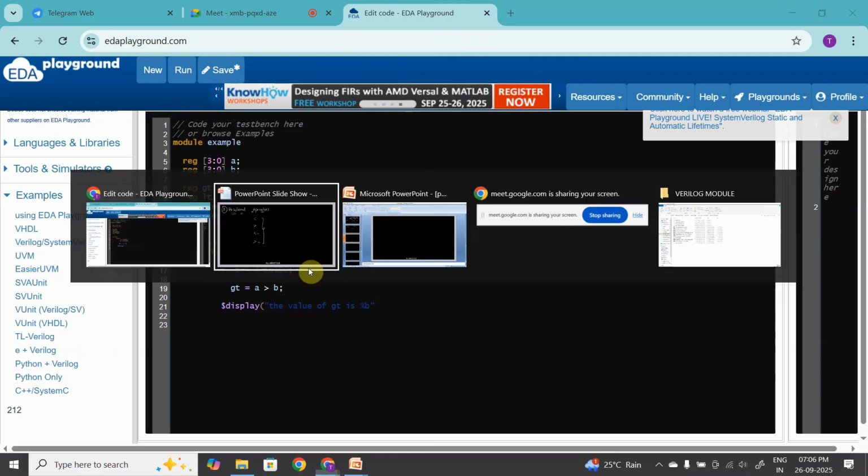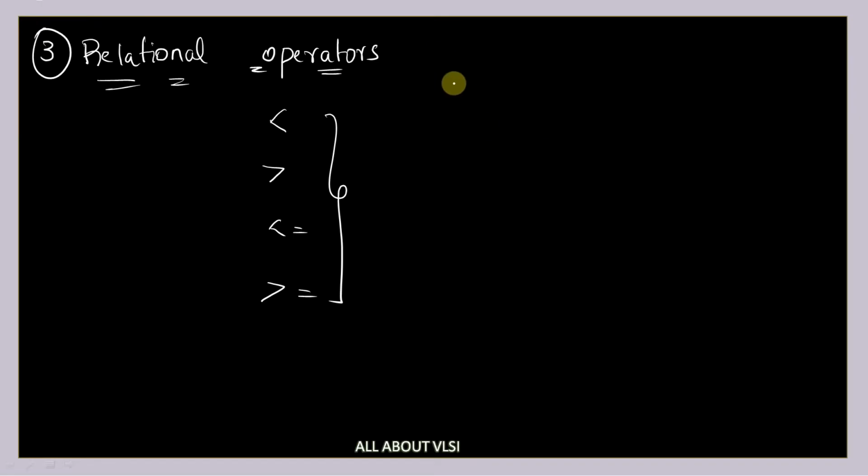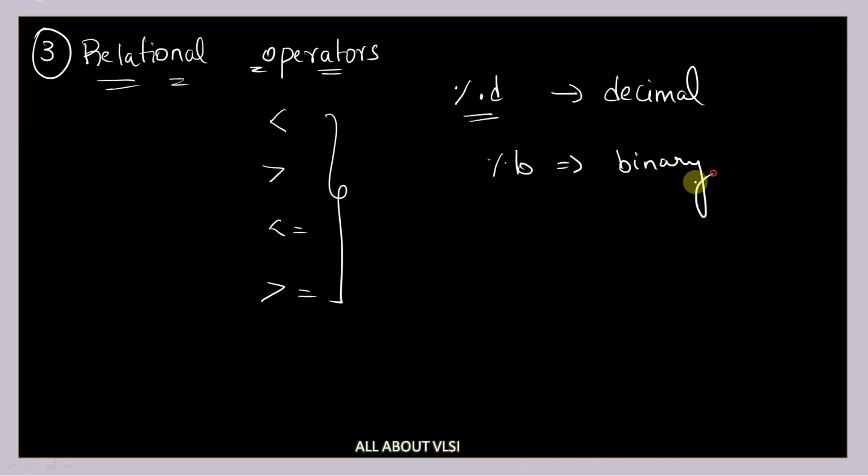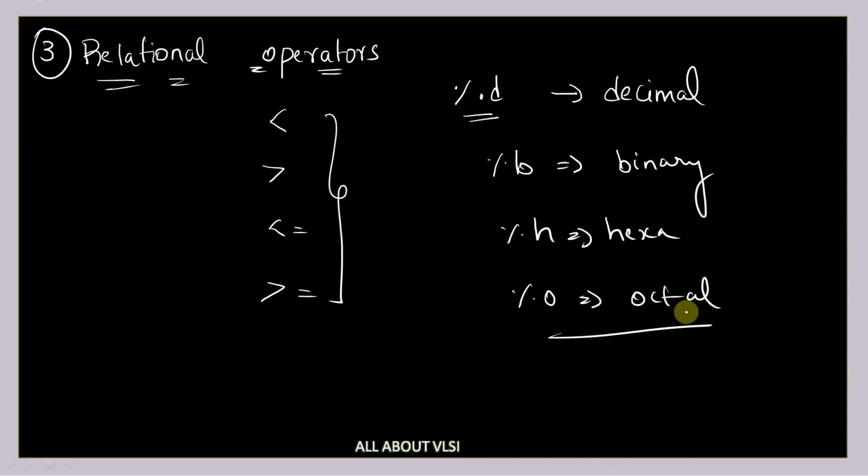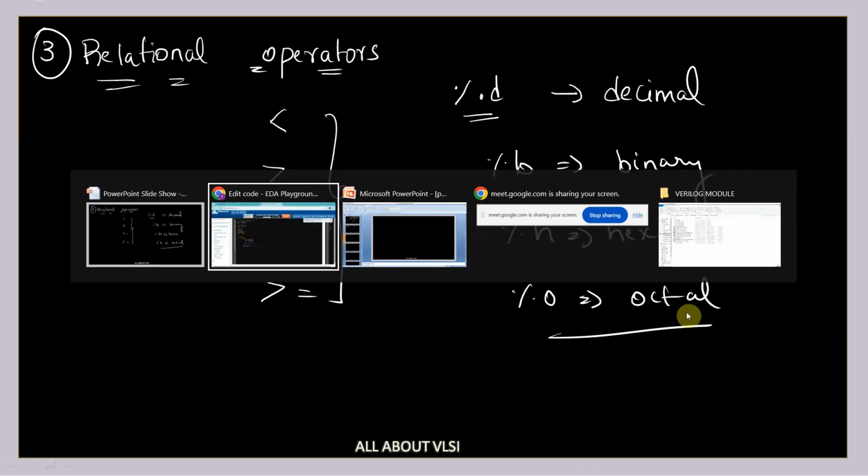This %b, %d, these are all your format specifiers. %d is the format specifier used for displaying decimal numbers, and %b is the format specifier you use for displaying binary numbers. And %h is for hexadecimal numbers, and %o is for displaying octal numbers. These are your format specifiers for displaying your numbers. In whichever format you want to display, you can mention that.